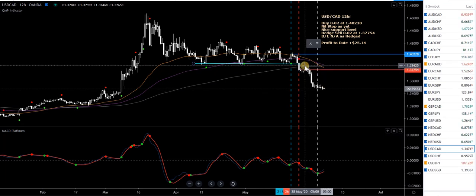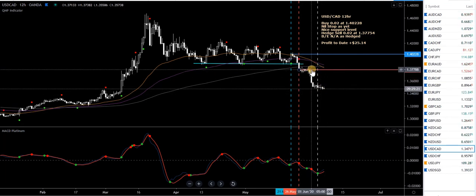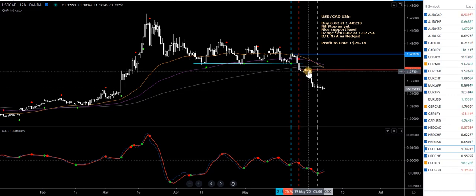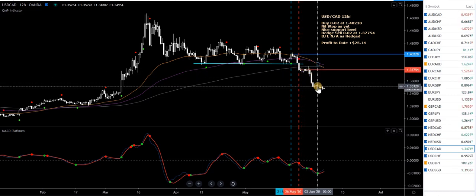Now people ask, why don't I just take the loss, then wait for a new buy trade? I could do that, but this keeps me motivated. It's more of a psychological thing. I don't like taking losses, really. Sometimes it gets me in trouble.